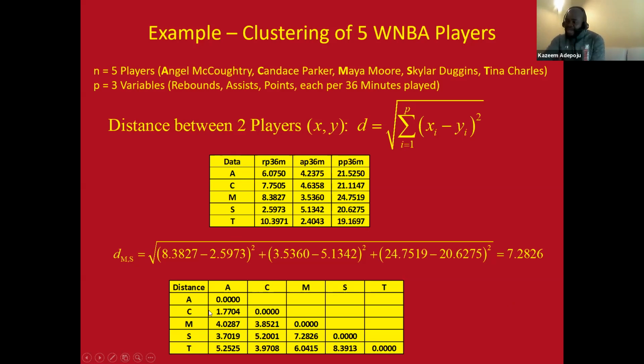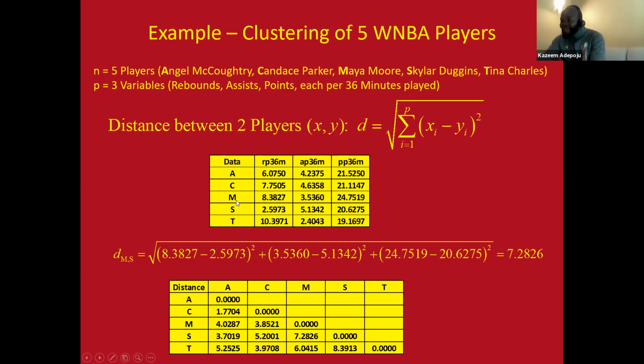I'm actually going to use the formula right here. Particularly the one I'm showing now is the distance between M and X. If I want to find out the distance between M and S, the 7.2826 that you see right here in the table, it means I'm looking at the distance between M and X.